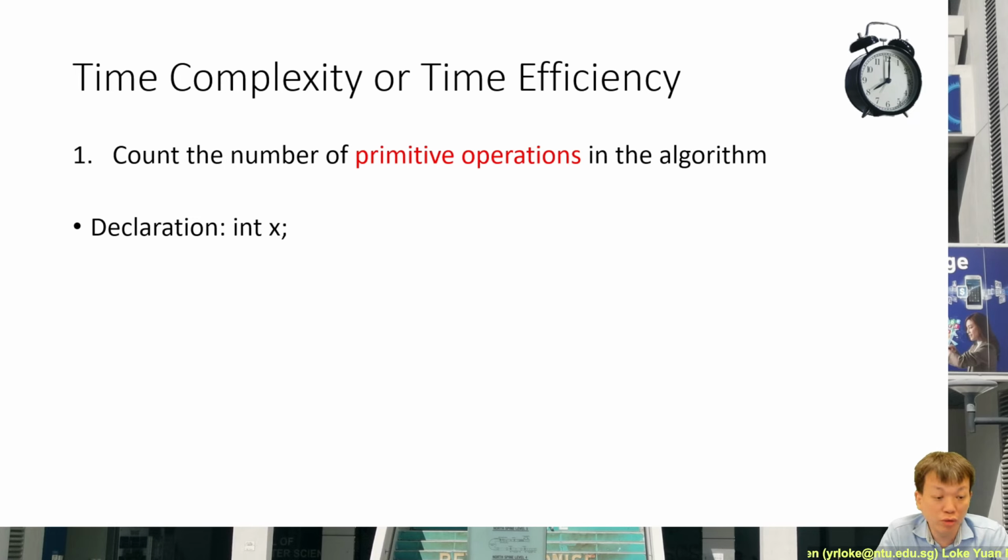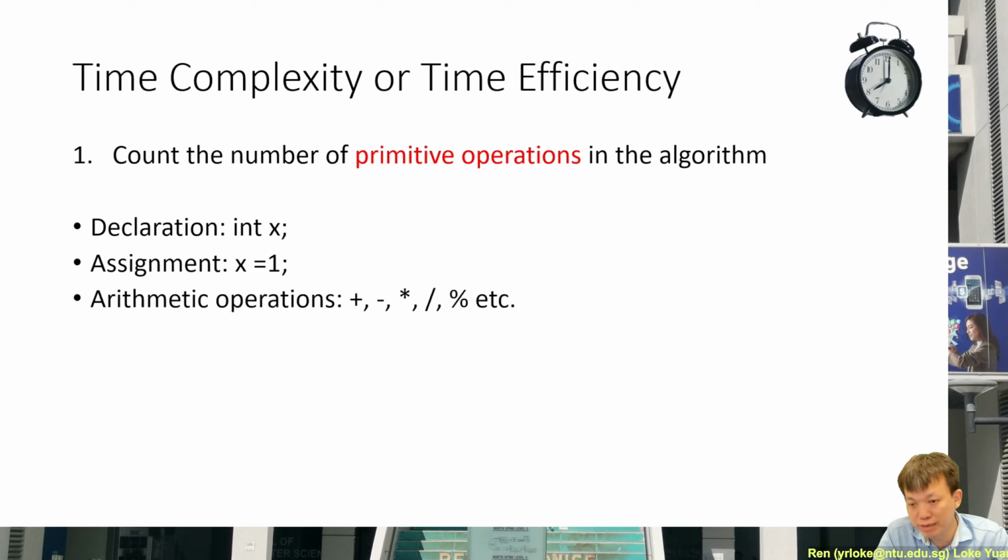So we need to know how many such operations you did in the algorithm. It can be an assignment. You assign a number to a certain variable. That also costs you some time. So we need to know how many assignment operations you did in the algorithm.